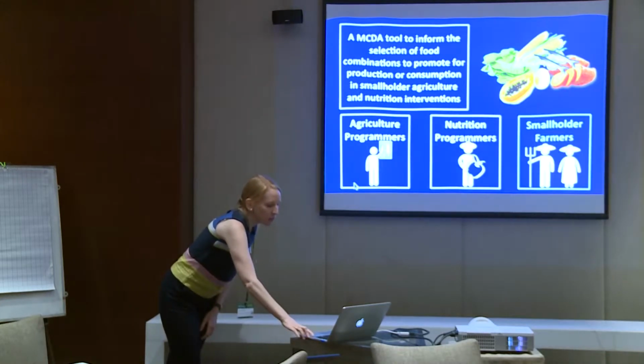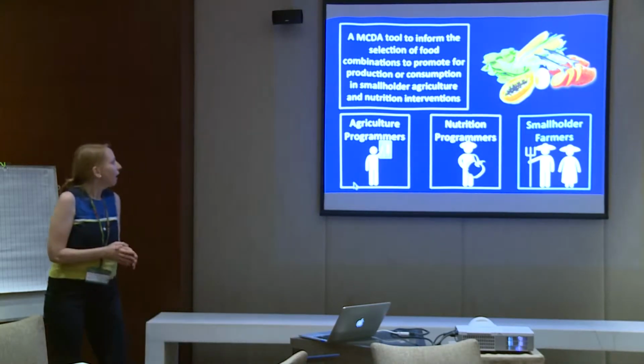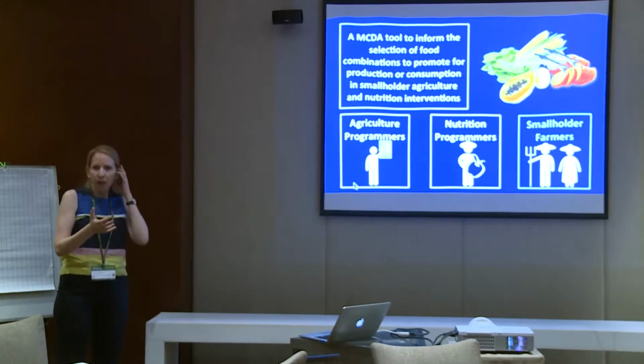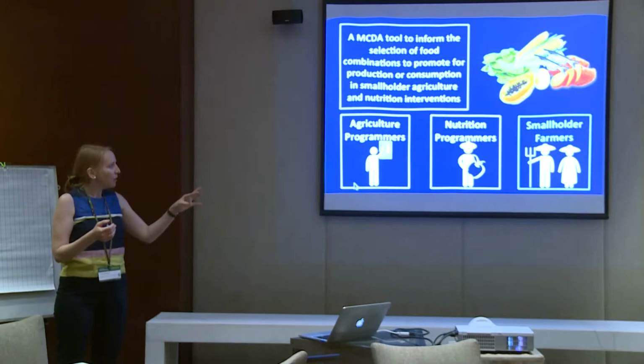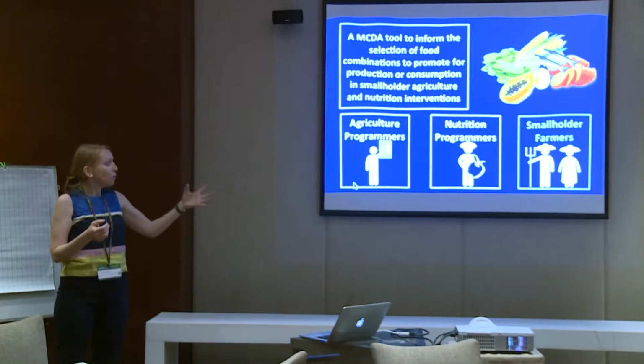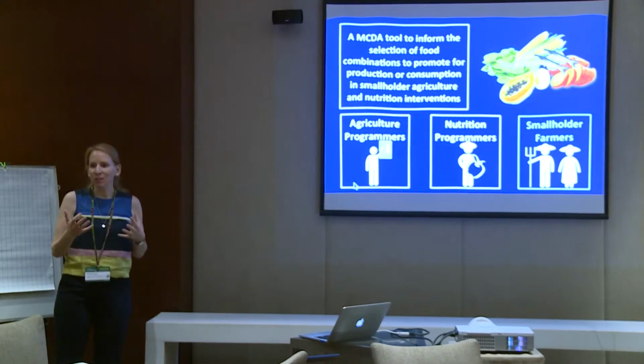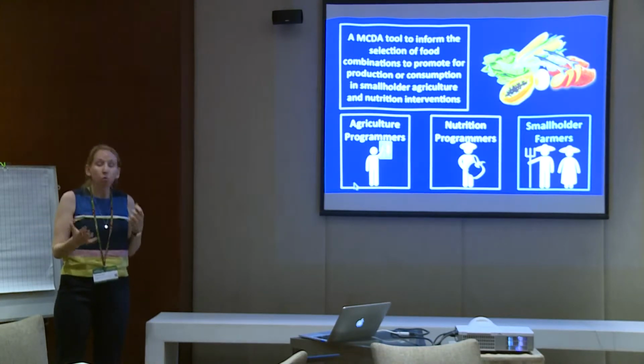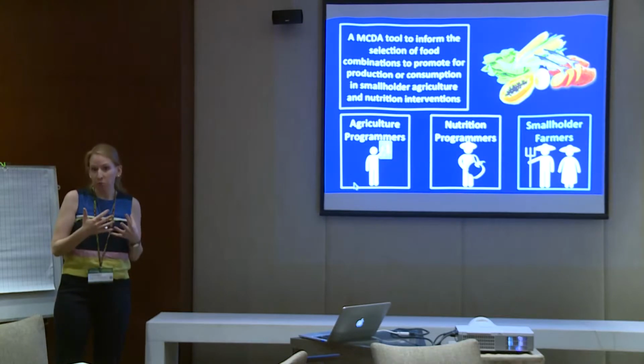At the moment, we've identified 3 decision maker groups. Agriculture programmers, nutrition programmers, these are people that could apply the tool. Smallholder farmers, I've got it in blue there because we're not at a point where we're expecting smallholder farmers to pick up the tool and run it themselves, but through a facilitated process with these groups, we'd like to also have them as a decision maker group.